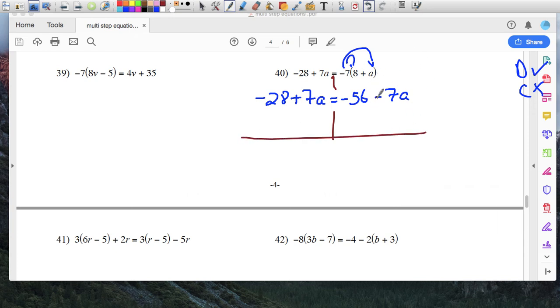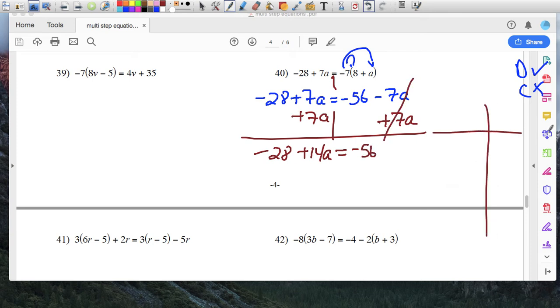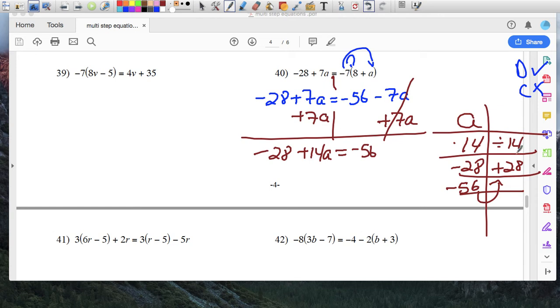So it's minus 7a. To get rid of that, I'll do plus 7a, and I'll do plus 7a on this side. Minus 28 comes down. 7a plus 7a is plus 14a, equals negative 56. And this goes out. I have a variable a, which is being multiplied by 14, subtract 28, and that gives me negative 56. Going backwards, I do plus 28 on both sides, and then divide both sides by 14.